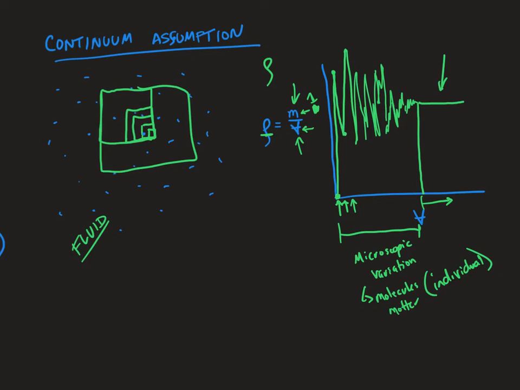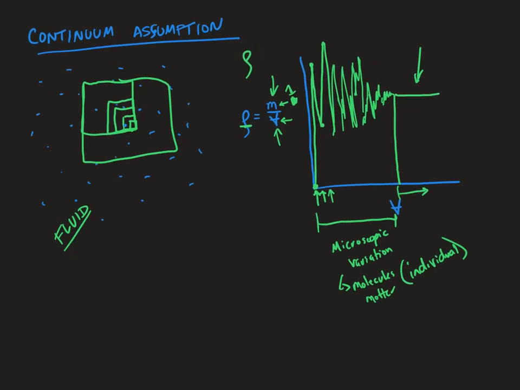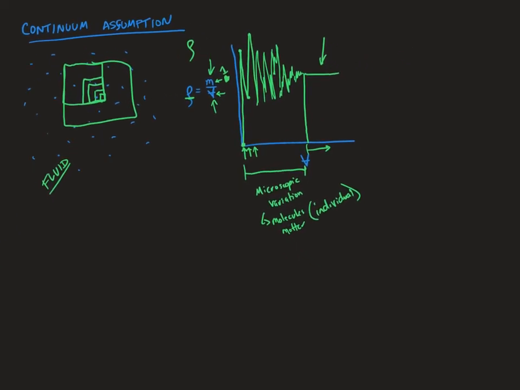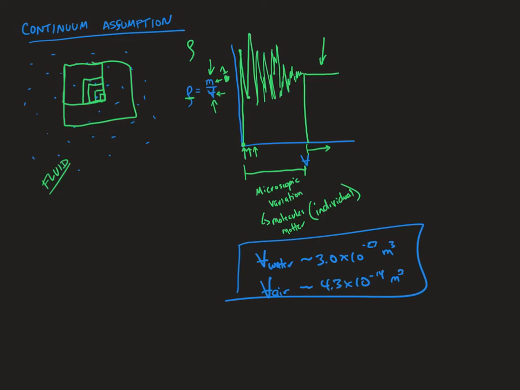And so the next question was, well, geez, I don't really want to do that. When am I going to have to do that? Luckily, these numbers are very, very small. The volume for water where this happens is approximately 3.0 times 10 to the negative 23rd cubic meters, and for air, it's approximately 4.3 times 10 to the minus 14th cubic meters. So very, very small.